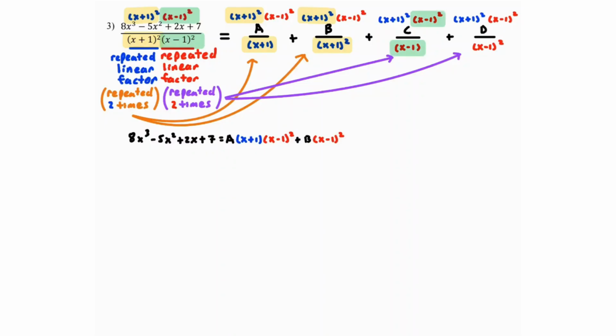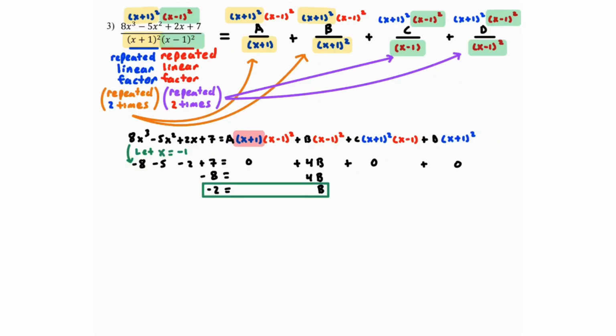For the C term, one of the x minus 1 in the numerator and one of the x minus 1 in the denominator will cancel, leaving us C times (x plus 1) squared times (x minus 1). And for the D term, (x minus 1) squared in the numerator and (x minus 1) squared in the denominator will cancel, leaving us D times (x plus 1) squared.